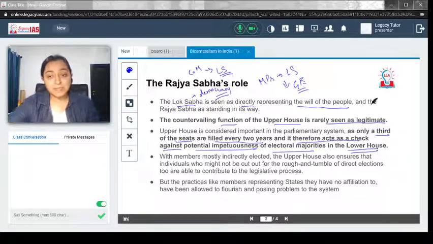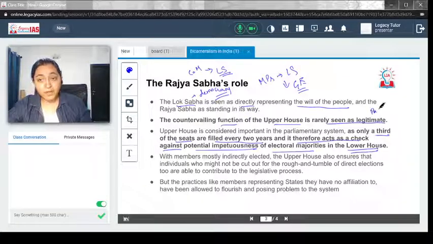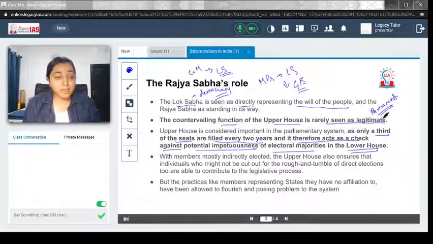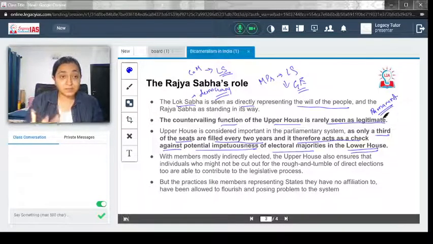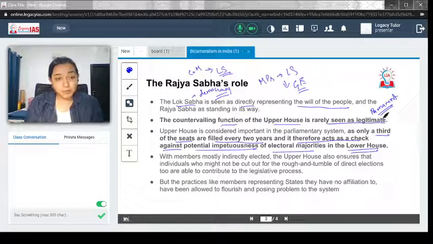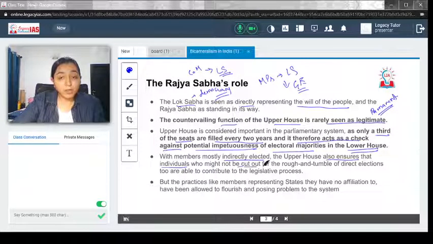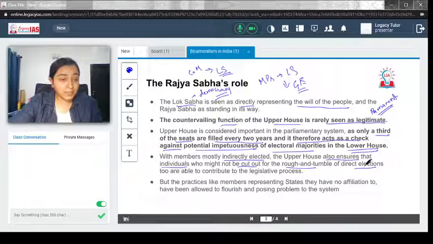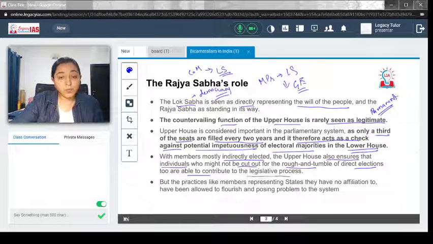Also, another thing is that it is a permanent house. Unlike the Lok Sabha, which gets dissolved after 5 years when the general election happens, the Rajya Sabha is a permanent house. It is also called a representative of the states. So the Rajya Sabha, as the name suggests, represents the interest of the states to the central government also. With members mostly indirectly elected, the upper house also ensures that individuals who might not be cut out for the rough and tumble of direct elections are able to contribute to the legislative process.